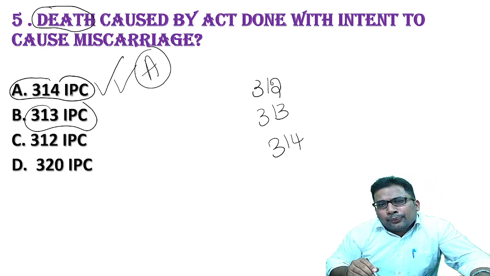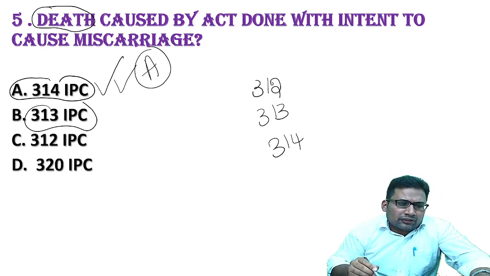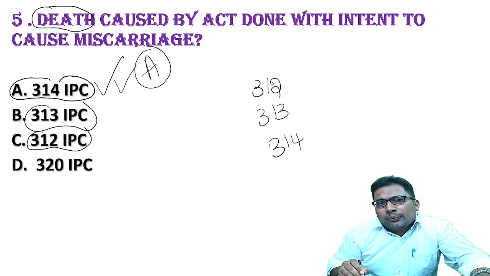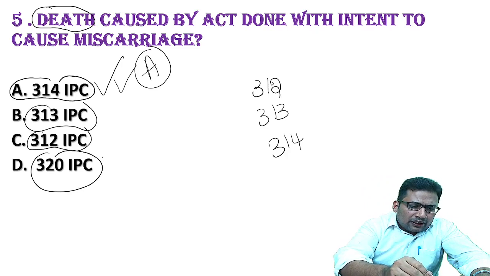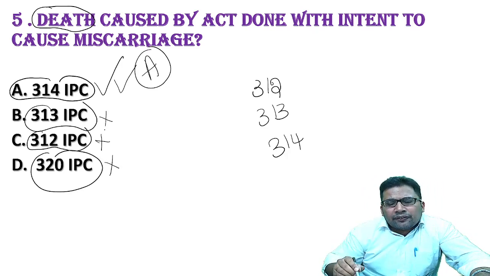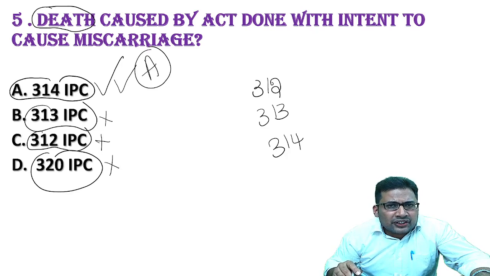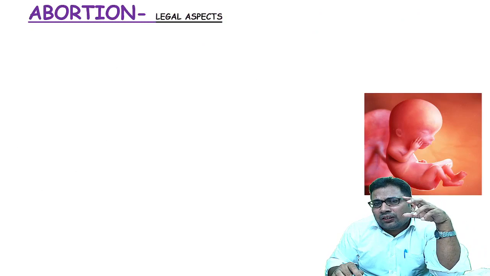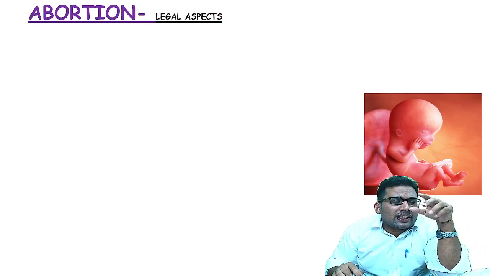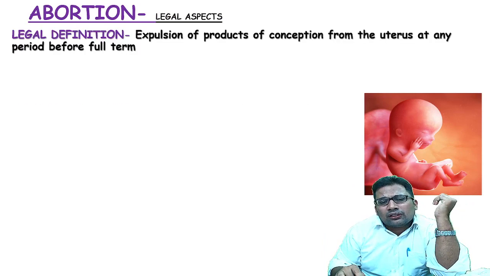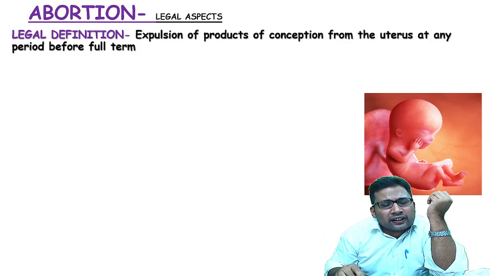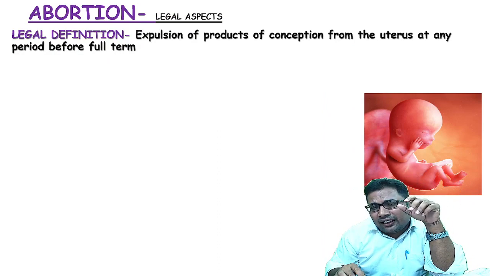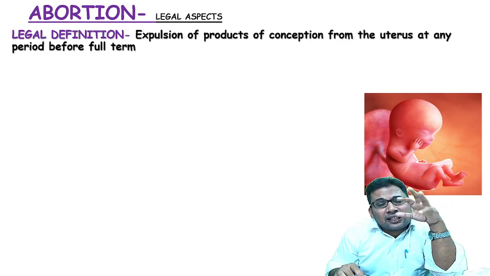313, criminal abortion without consent of the mother. 312, criminal abortion with the consent of the mother. 320, grievous hurt. So the answer for this question is 314. That is the best answer. So abortion, again, it's very commonly asked. So MT Act is also very commonly asked. Abortion, what is abortion? Abortion means expulsion of products of conception from the uterus at any period before full term. So this was again repeat question in NEET PG. Before full term, that is the legal definition.